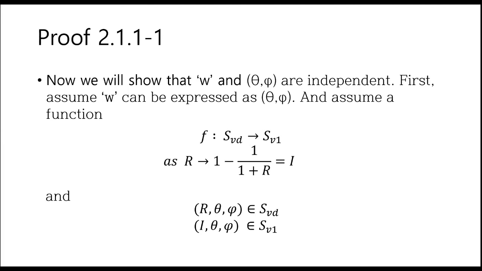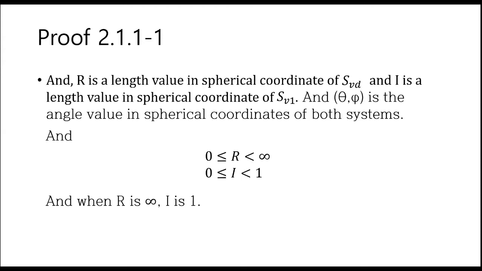First, assume omega can be expressed as theta, phi, and assume a function like this and this. And R is a length value in spherical coordinates of S3D, and I is the length value in spherical coordinates of S3D1. And theta, phi is the angle value in spherical coordinates in both systems, and when R is infinite, I is 1.